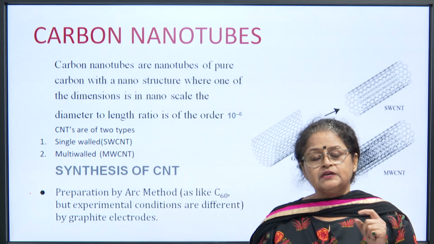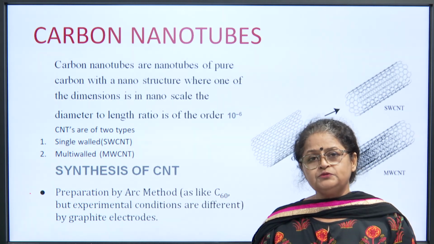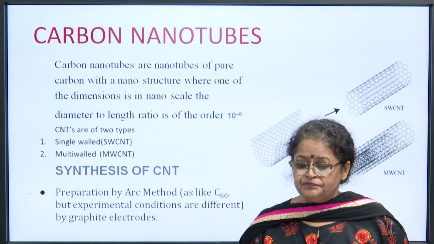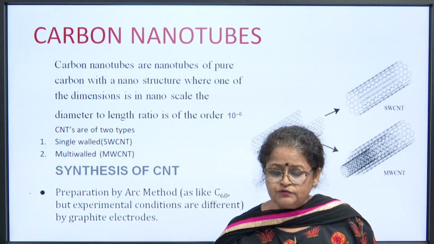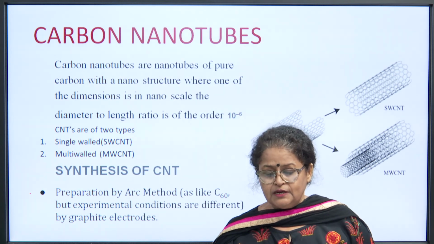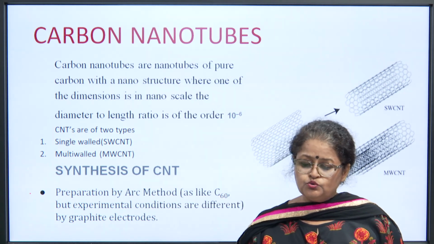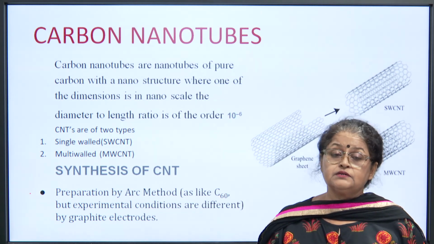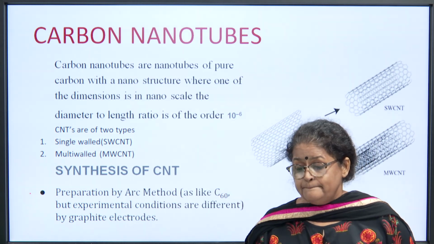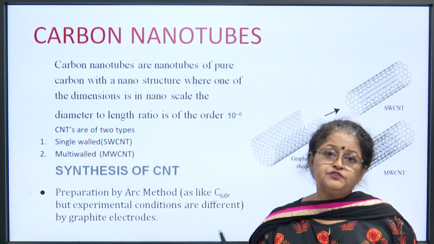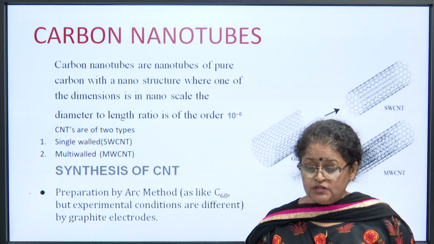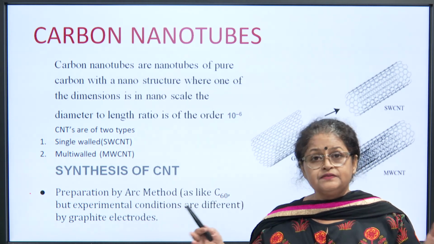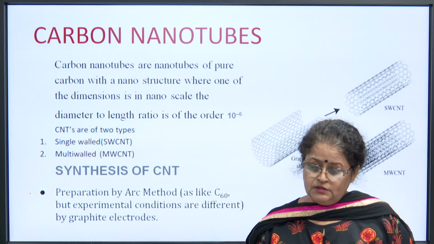Nanostructure means it is on the scale of nanometers, at least in one dimension, where one of the dimensions is in nanoscale. Okay, the diameter to length ratio in the case of carbon nanotubes may be of the order of 10 to the power minus 6 as well. Okay, the diameter is so small and the length is comparatively large, right?